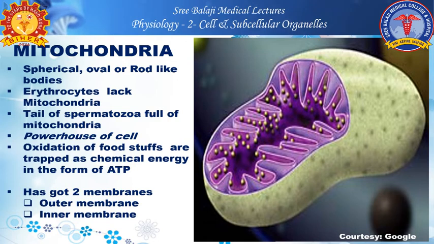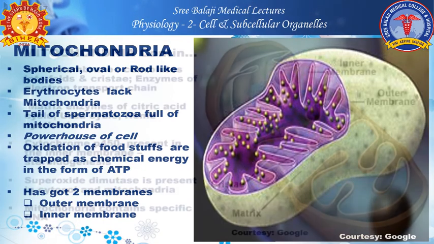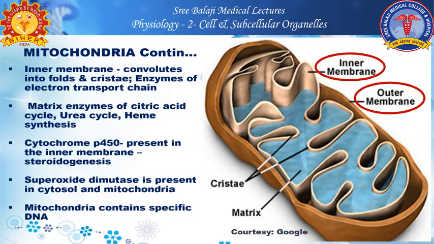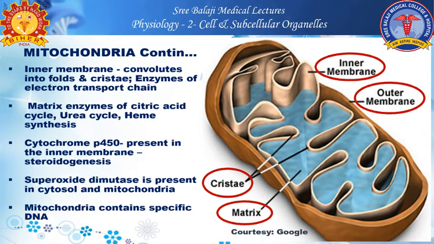Powerhouse of the cell means what? It contains the energy. And what is that energy? That is a chemical energy called ATP. Now the mitochondria has two membranes. One is the outer membrane and the other one is the inner membrane. See, this is the structure of mitochondria: outer membrane, inner membrane, cristae and inner matrix. Powerhouse of cell. Spherical, erythrocytes no mitochondria, spermatozoa full of mitochondria, and outer membrane and inner membrane are present. The inner membrane, as you saw in the picture, folds into cristae.